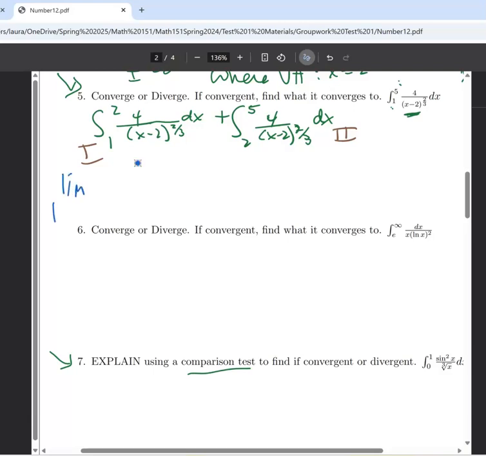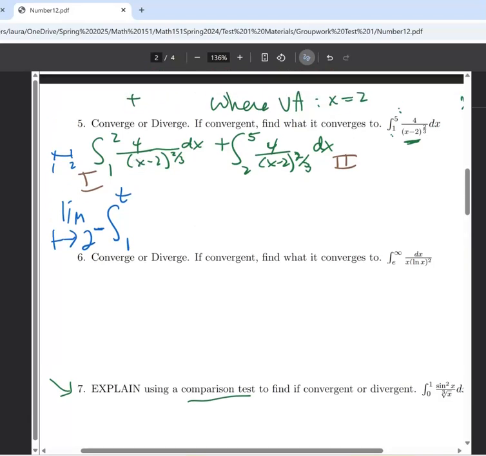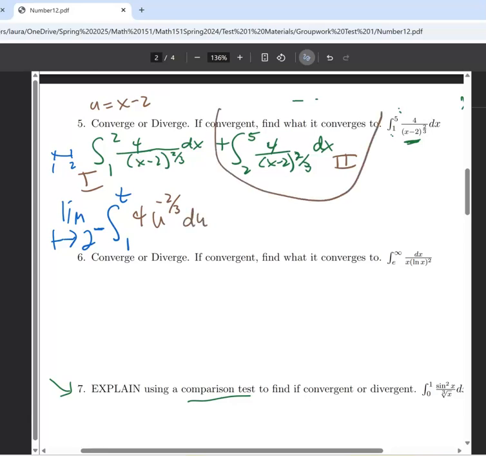Okay, so let's do this. Limit as t goes to 2, and if I'm looking between 1 and 2, I'm going to 2 from the negative side. So 1 to t. And let's do a couple things at once here, just because these are very long problems. Let u equal x minus 2, du is dx. So I would get 4u to the negative 2/3. And I'm saving that for later, right?